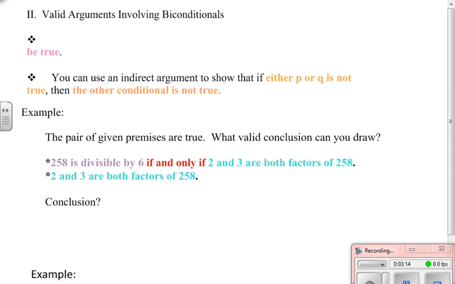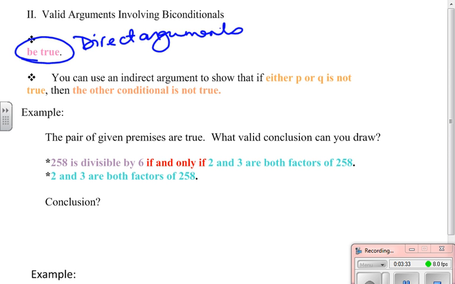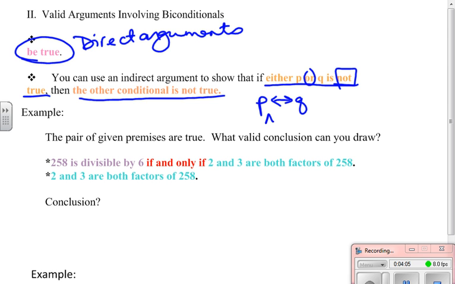So now, for practice, let's look at how our arguments apply to biconditionals. I have a little typo here. Direct arguments, this first part, check your notes, direct arguments work. So I can apply direct logic to a biconditional. I can apply indirect logic to a biconditional also. If I look at an indirect argument, if P or Q is not true, then the other is not true. So if I had P if and only if Q, and let's say not Q, my conclusion would be not P.